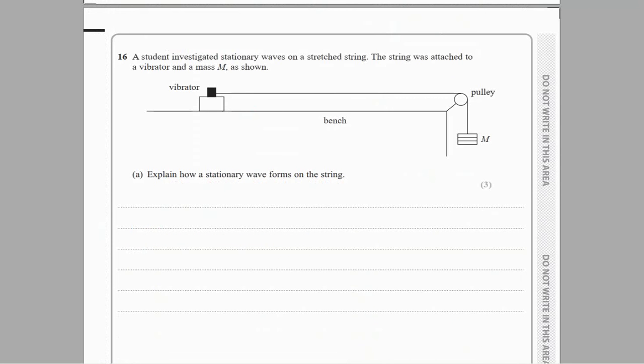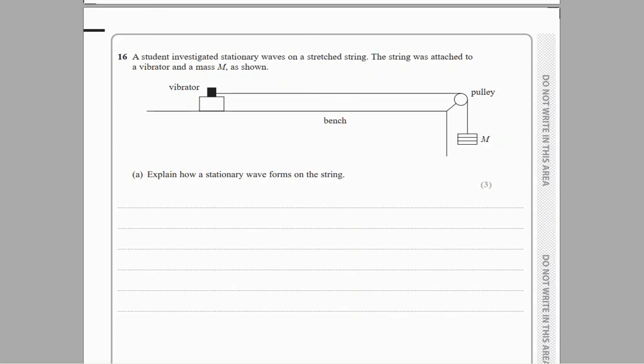Question 16 says, a student investigated stationary waves on a stretched string. The string was attached to a vibrator and a mass m as shown. Explain how a stationary wave is formed on the string. So I was a bit surprised to see the marking points in this paper because they have dumbed it down extensively. What happens is a wave is generated at the vibrator.